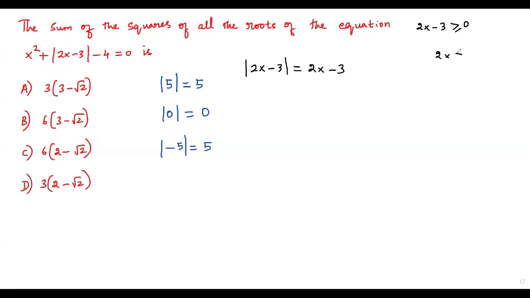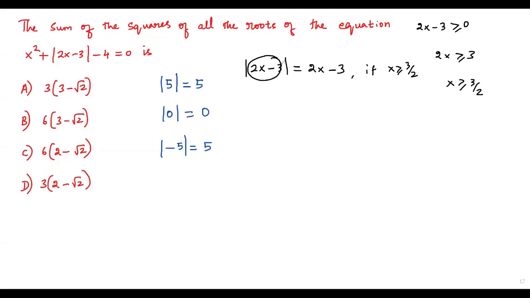Then I'm getting 2x greater than or equal to 3, and when you divide both sides by 2, I'm getting x greater than or equal to 3/2. So when 2x − 3 is greater than or equal to 0, x is greater than or equal to 3/2. That is, the absolute value of 2x − 3 equals 2x − 3 if x is greater than or equal to 3/2, that is, when 2x − 3 is greater than or equal to 0.